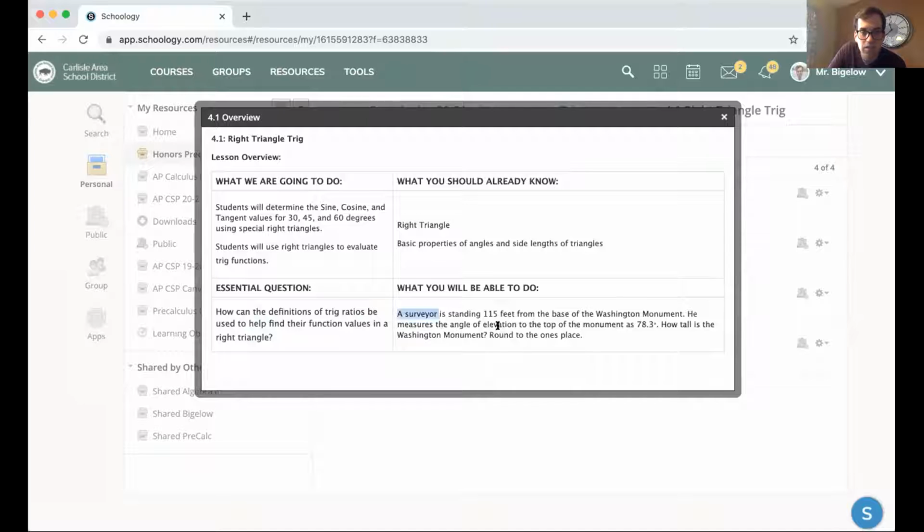Here's an example of a question you'll be able to answer. A surveyor is standing 115 feet from the base of the Washington Monument. He measures the angle of elevation to the top of the monument at 78.3 degrees. How tall is the Washington Monument? Round to the ones place. So we'll be able to solve questions like that by the end of this lesson. All right, so I'm going to switch over to the notes so we can get started with some math.